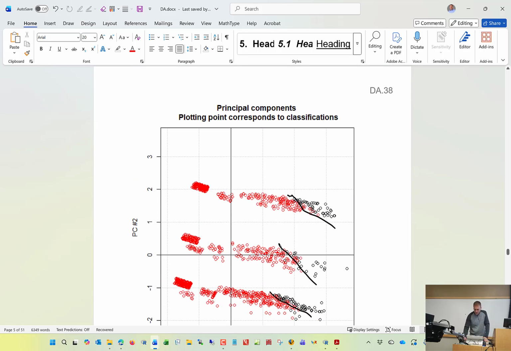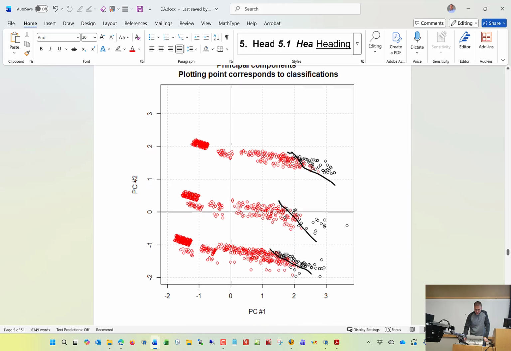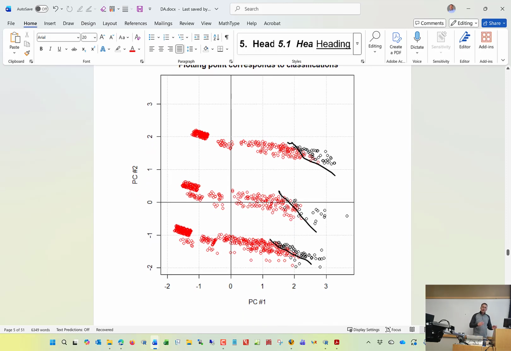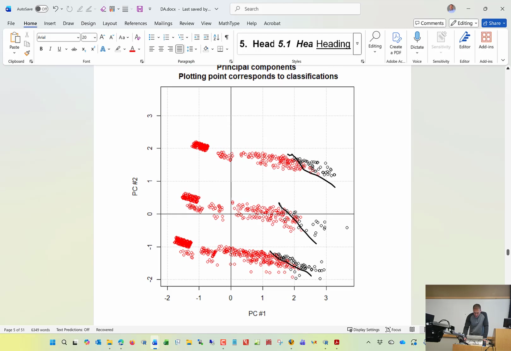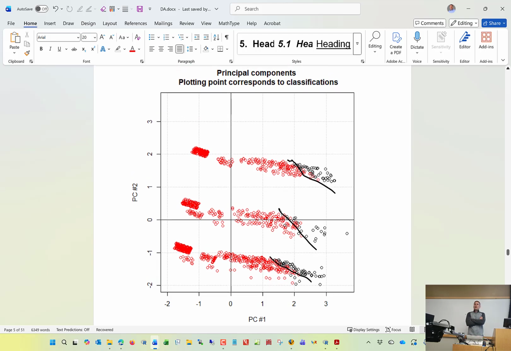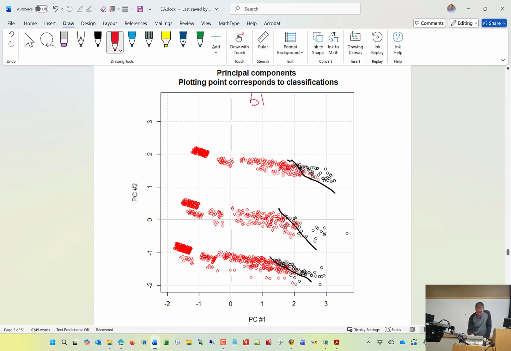So here are the first two principal components scores, where the plotting point corresponds to whether it was a success or failure prediction. And I made a mistake here where I should have put a legend. Black equals failures. Red equals successes.